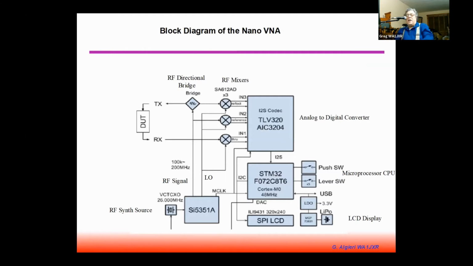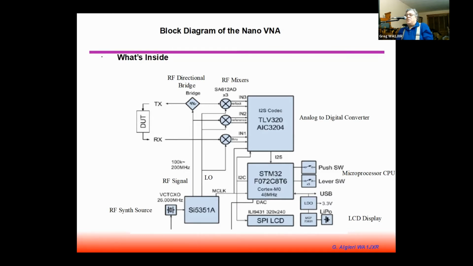All right, so let's look at what's inside the Nano VNA. This is a block diagram of it, and I've added some annotations. Starting up at the top left, you see the RF bridge. That's the device which separates the forward and reflected power. To the right of that, there are 3 RF mixers that go into 3 ports of the analog to digital converter. That's the TLV 320.